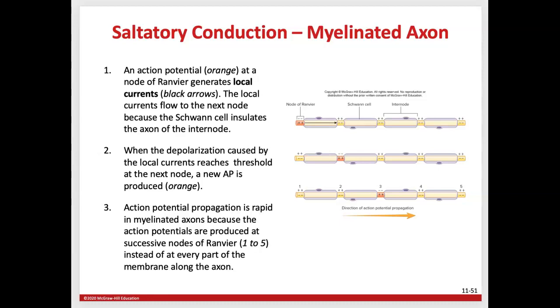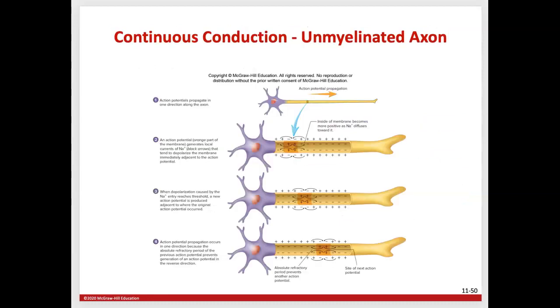With saltatory conduction, again, I just want to make sure I clarify this. Continuous conduction happens in an axon that doesn't have any myelination on it. It happens at a slower pace than an axon that has myelination. And that's because it's got to go through all these openings and closings of gates. That takes a long time, believe it or not, even though it's nanoseconds for it to happen. It does take a long time for continuous conduction to occur.